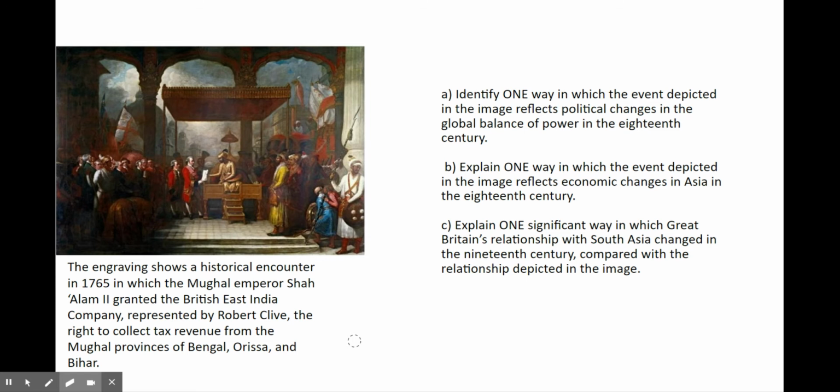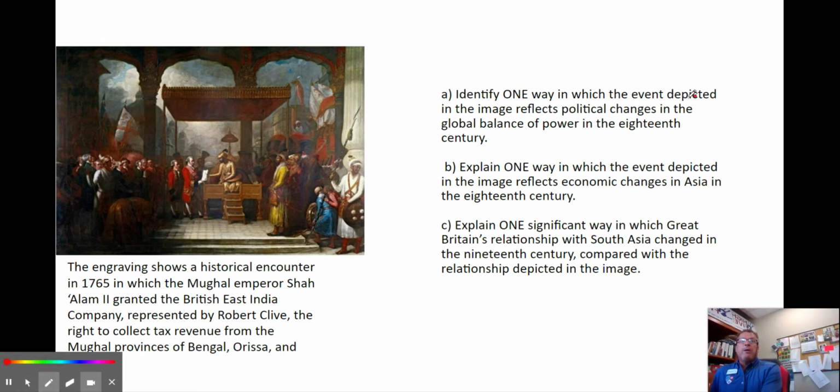But by 1765, we've got the Emperor of India handing over sections of his world, with extraterritoriality rights taking place right here. You're going to see that word again, and you know that word as it happens to China later on. So now you can see why the question is asking what it's asking. It says, identify one way in which the event depicted in the image reflects political changes. So there's political. And then explain one way in which the event depicted in the image reflects economic changes.